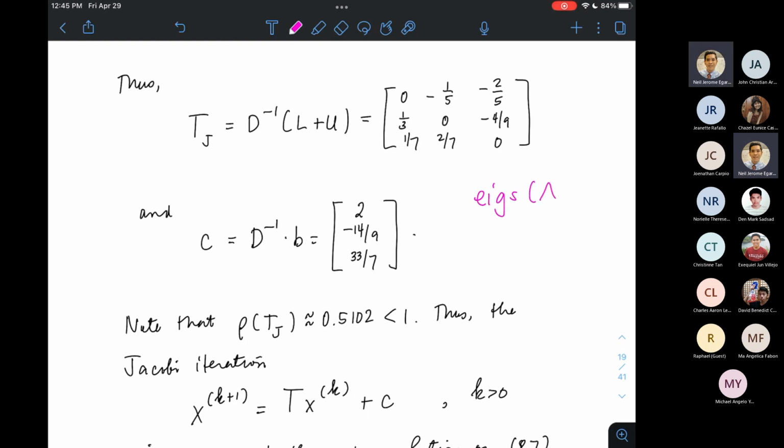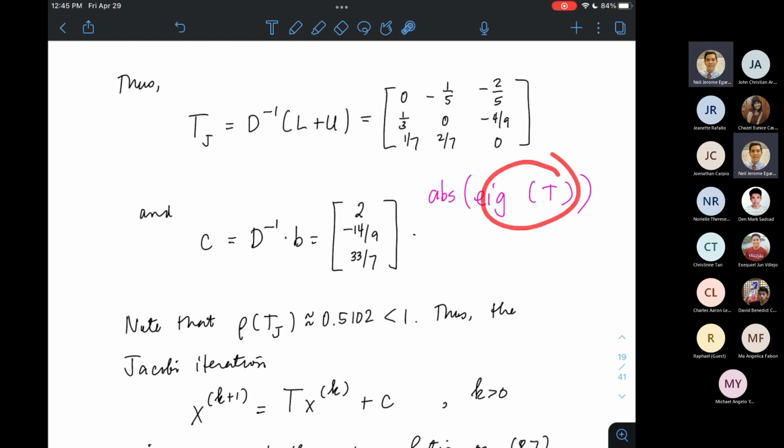Tapos, eig of T. So, itong syntax na to, eig of T, will compute the eigenvalues ng matrix T. So, EIG lang. So, kukompute niya lahat ng eigenvalues ni T. So, usually kapag meron kang isang n by n matrix, meron siyang n eigenvalues. So, kay MATLAB, yung eig of T, hahanapin niya lahat ng eigenvalues ng matrix T. Tapos, kukunin ko yung absolute value ng lahat ng yon. Ang syntax pagkuha ng absolute value ng isang vector ay abs lang.